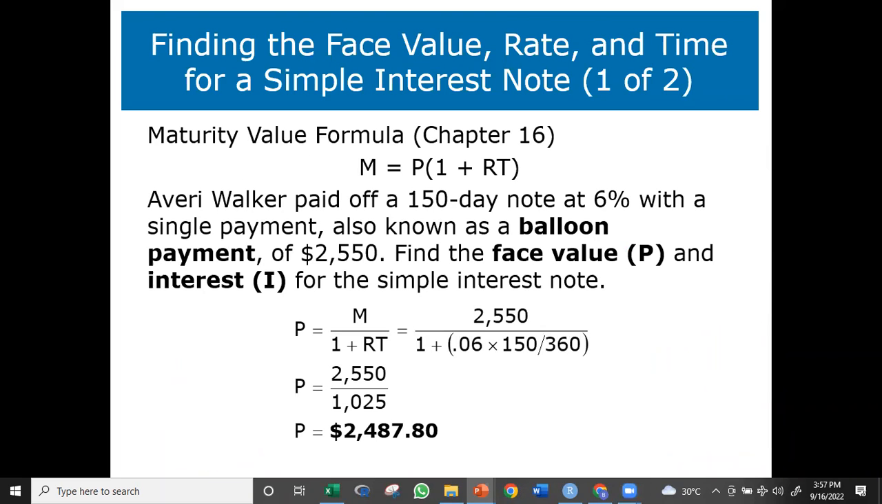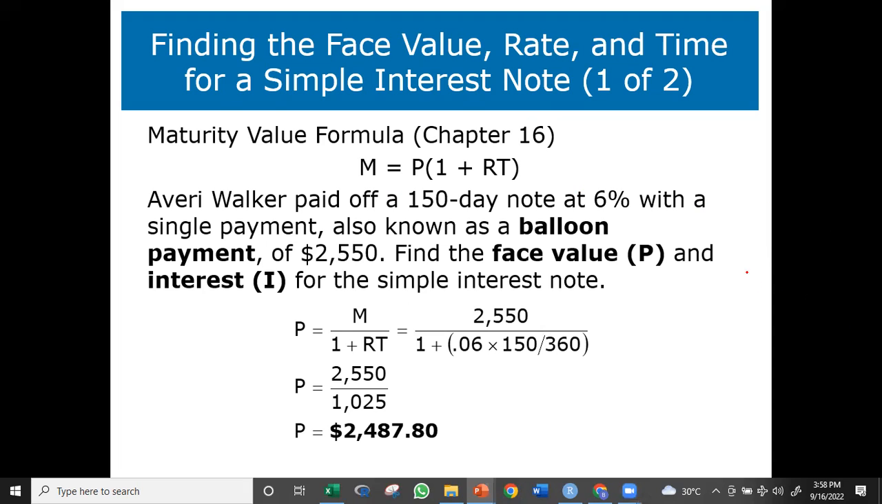Okay. All right. Can we discuss this in 8 minutes? Quickly, guys, just for you to have an idea. Here is a problem where we want to compute for the face value, the rate, and the time for a simple interest note. Take note, this is a simple interest note. We know this formula. We have met this formula.